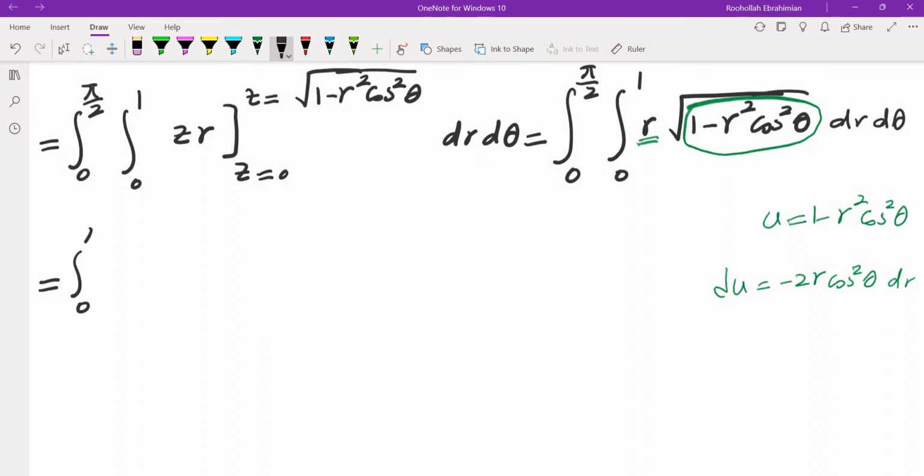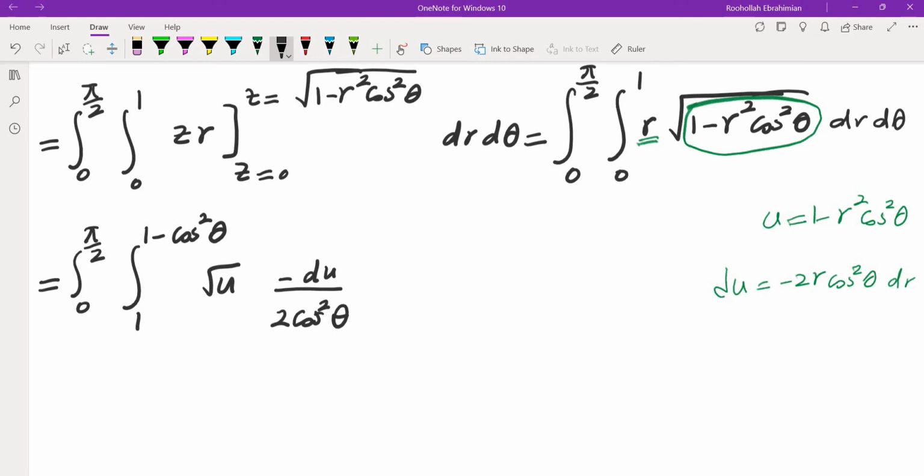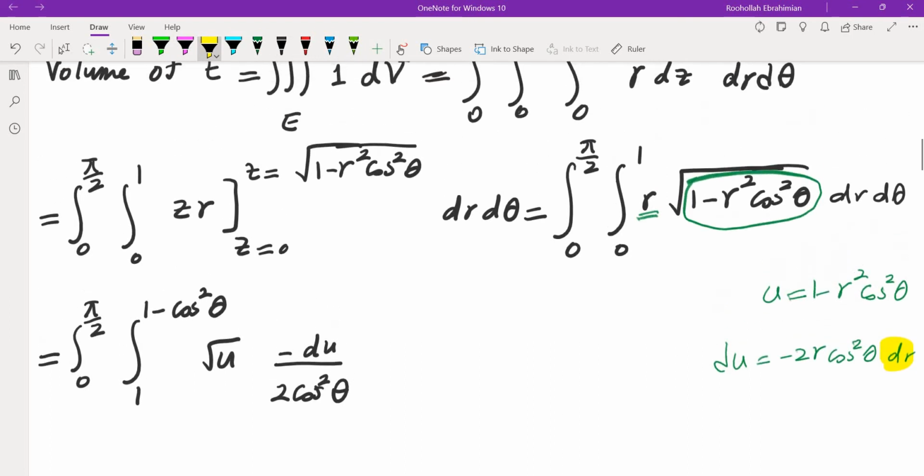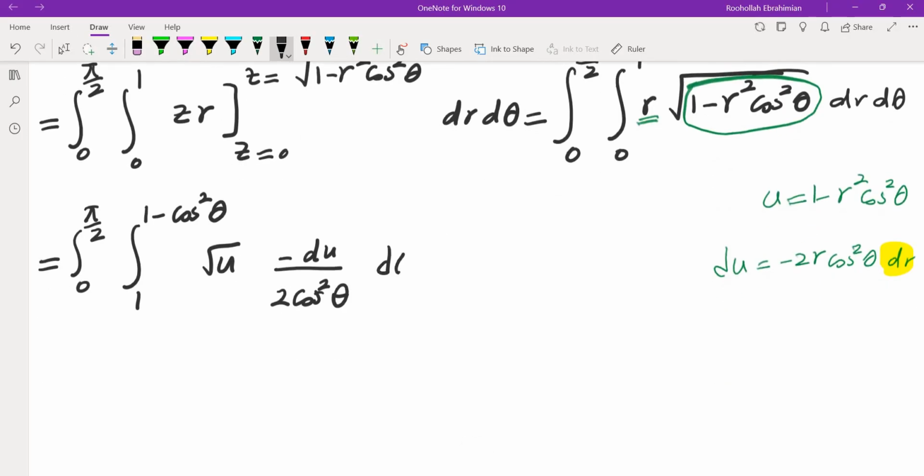Okay, so integral from 0 to pi over 2. If r is 0, we get u is 1. And if r is 1, we get 1 minus cosine squared of theta. We will have to change the limits of integration in order to have the equality to be valid. Then we have square root of u, and then we have r. So what is r? r is negative du over 2 cosine squared theta. So I'm evaluating dr from here, and then d theta.